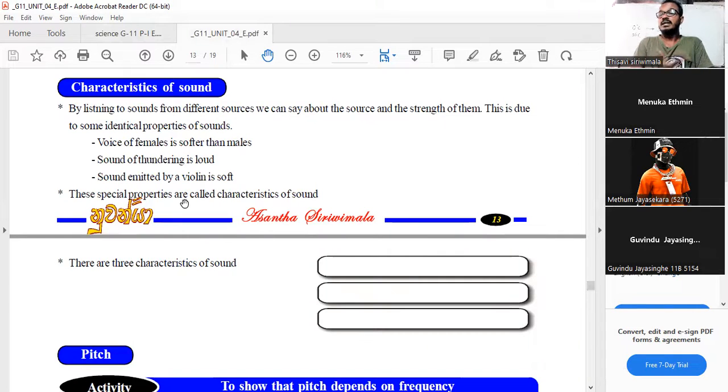And if you compare the male and female voices, you can easily identify whether male is speaking or a female is speaking. There are some special cases, but normally you can identify whether male or female is speaking depending on the sound that they produce.